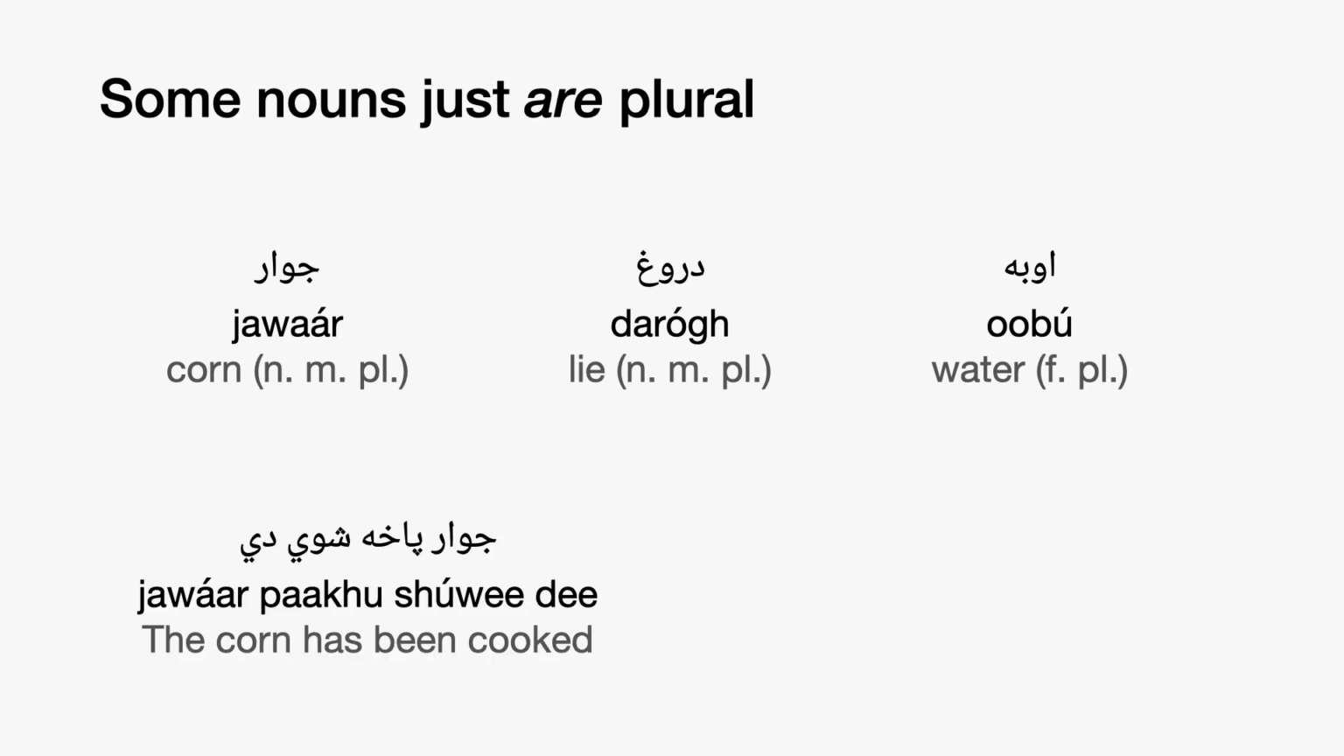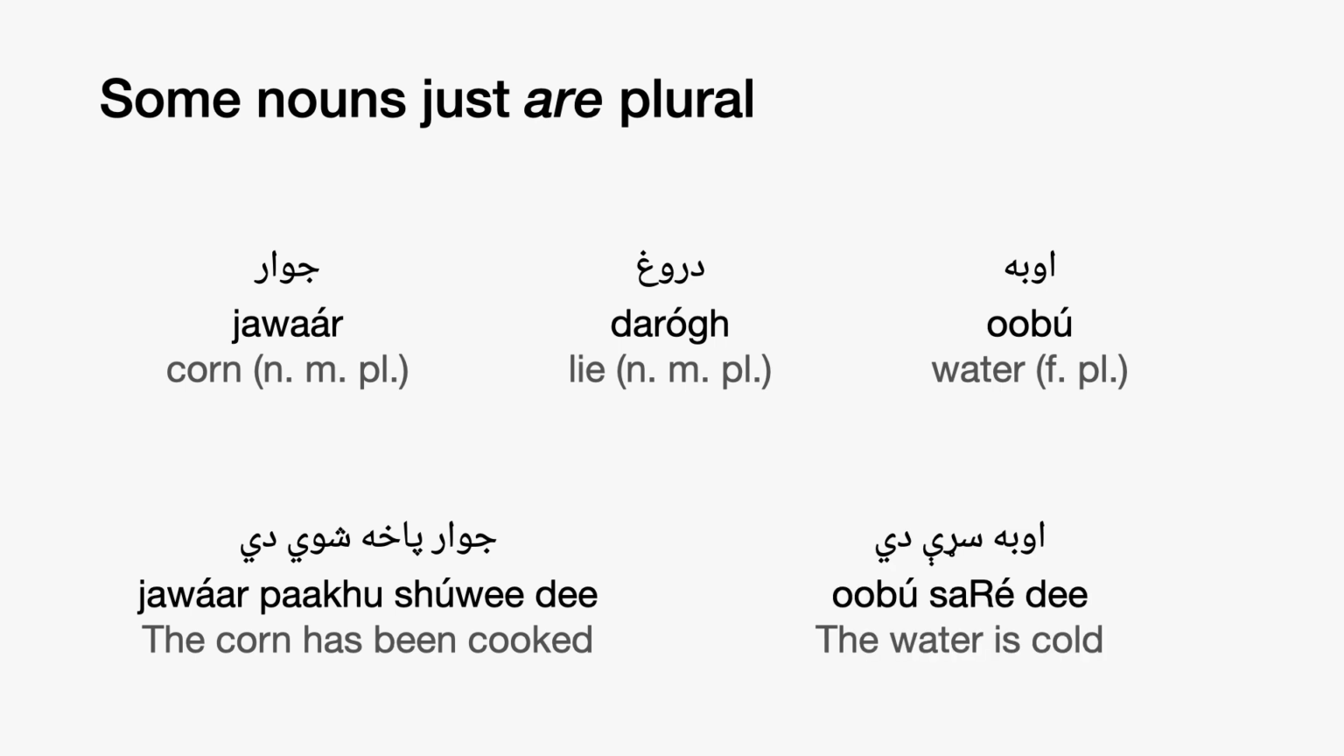So if we were to use this in a sentence, jawar pachashividi. We don't say pochshevede. It's not a singular has been cooked. It's pachashividi. And if we say the water is cold, we say uba saridi. It's plural and it's feminine. So our little adjective there, sor, has to get inflected to the feminine plural form. And our equative uses the third person plural form because water is just plural.